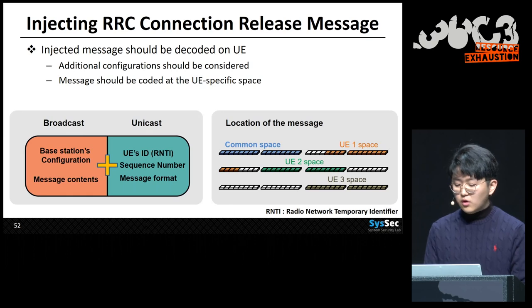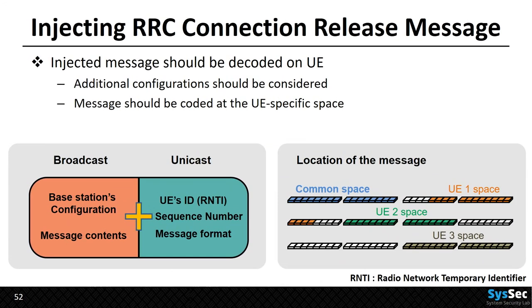The UE does not decode all the messages over the air, but only decodes what it needs to decode. The location of the broadcast message is the common space, and every UE has to decode the message in the common space. But the location of the unicast message is a UE-specific space, and it is determined according to the RNTI. So the message should be decoded in the UE-specific space. With these extra efforts, unicast messages can also be injected via SigOver.